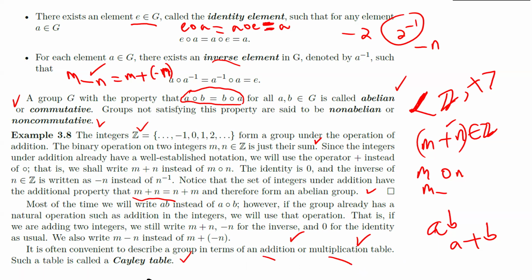Such a table is called a Cayley table. Sometimes it's convenient to describe a group this way. So this Cayley table describes a group in terms of an addition or multiplication table. Sometimes you can describe a group by drawing its Cayley table. Then it's a way of saying we're describing a group.